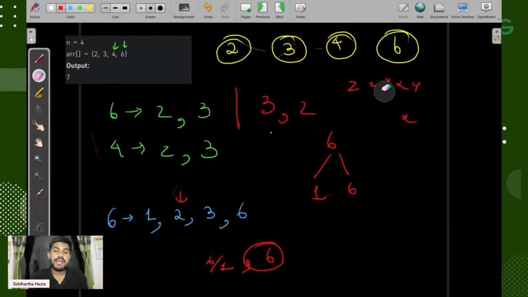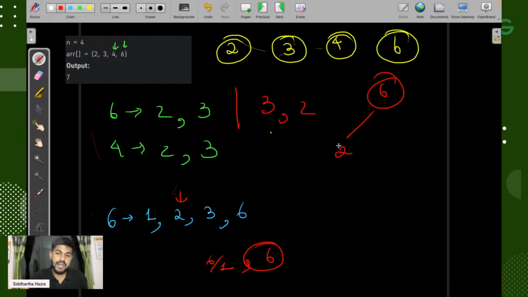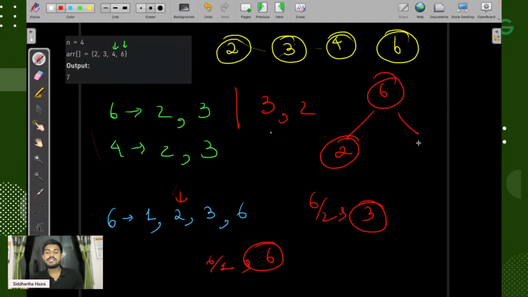Same way, if we see that 2 is present, we know that 6 is the max and this value is 2. To find the other one, it would be nothing but 6 divided by 2, which is equal to 3. So we know that 3 is the only element that can be put up here. So we see if 3 is present or not. Yes, 3 is also present, and we are fine with it. Then we again go to 6. Now we see if 1 is present or not.